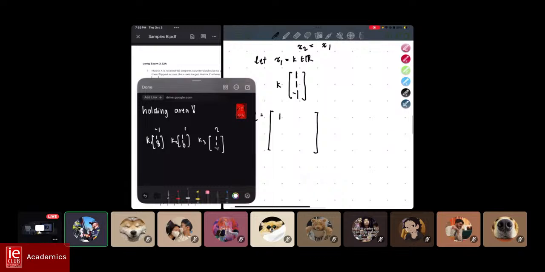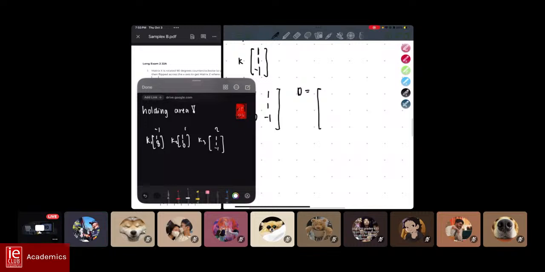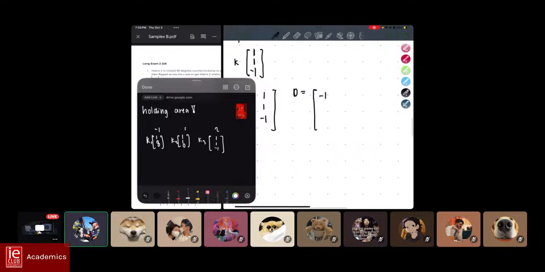So this is now 1, 0, 0, 1, 1, 0, 1, 1, negative 1. Which you will see later is quite convenient actually. And then D is equal to negative 1, 0, 0, 0, 1, 0, 0, 0, 2. Yan.